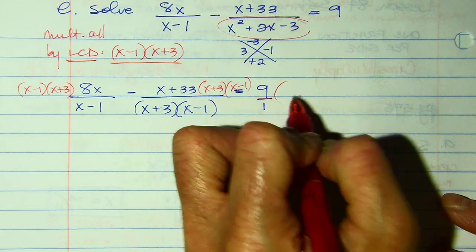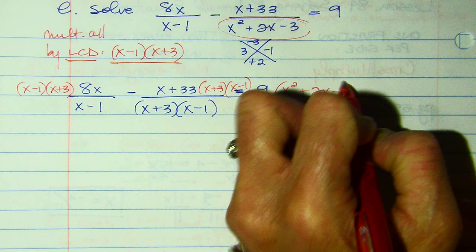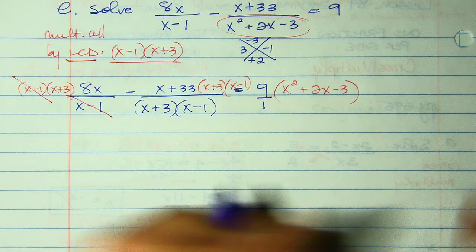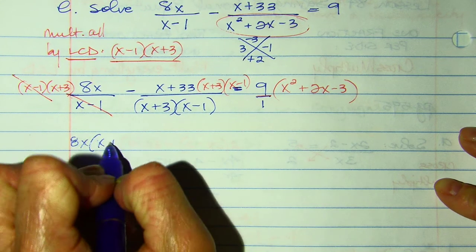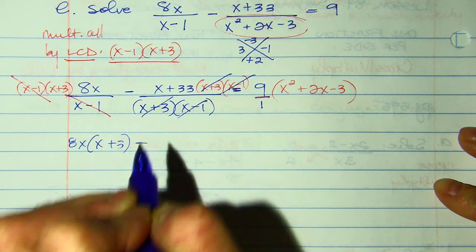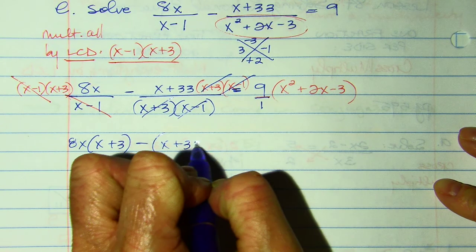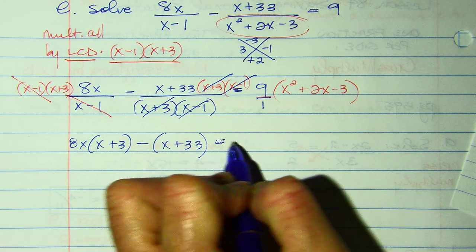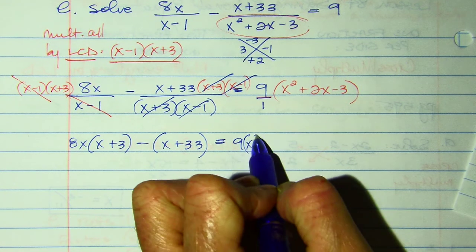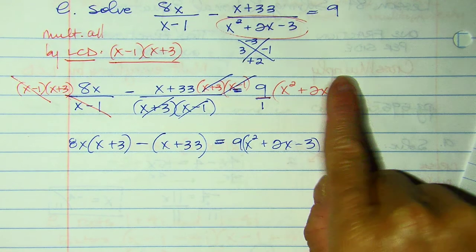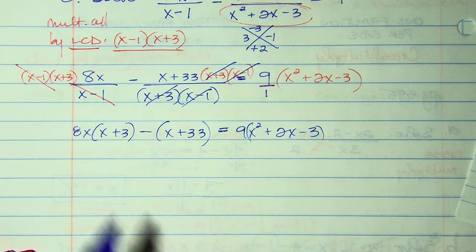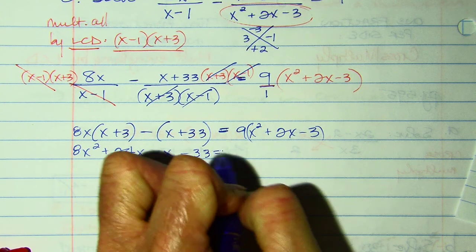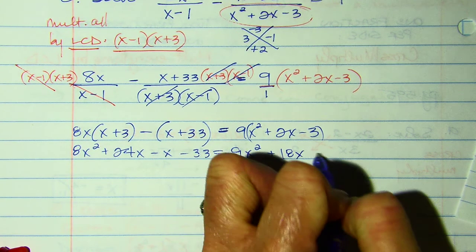Now I know what it was when multiplied out, so x squared plus 2x minus 3. So for this, these cancel, and I'm going to distribute 8x times x plus 3 minus, these both cancel, so I have minus x plus 33 equals 9 times x squared plus 2x minus 3. Nothing cancels over here. So I'm now going to distribute. So I get 8x squared plus 24x minus x minus 33 equals 9x squared plus 18x minus 27.